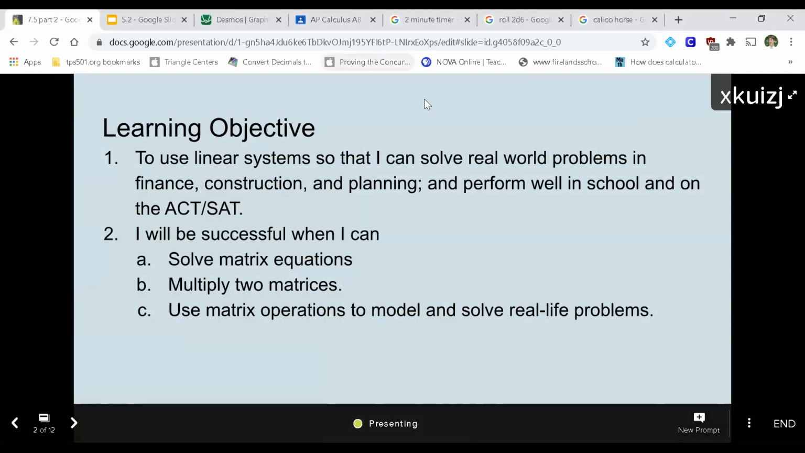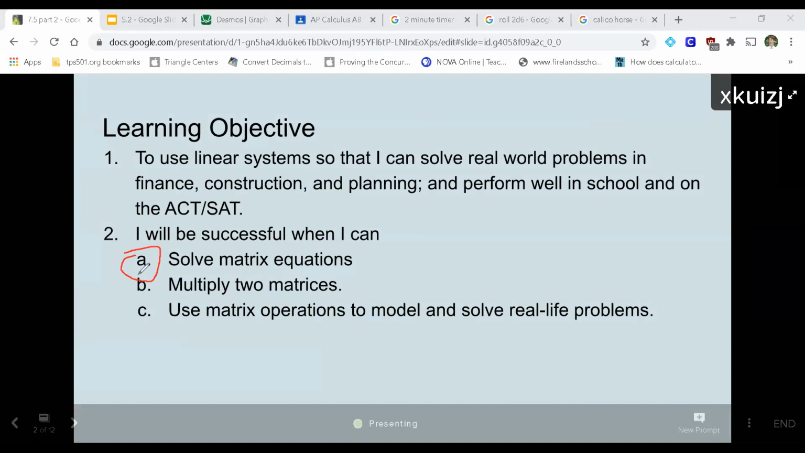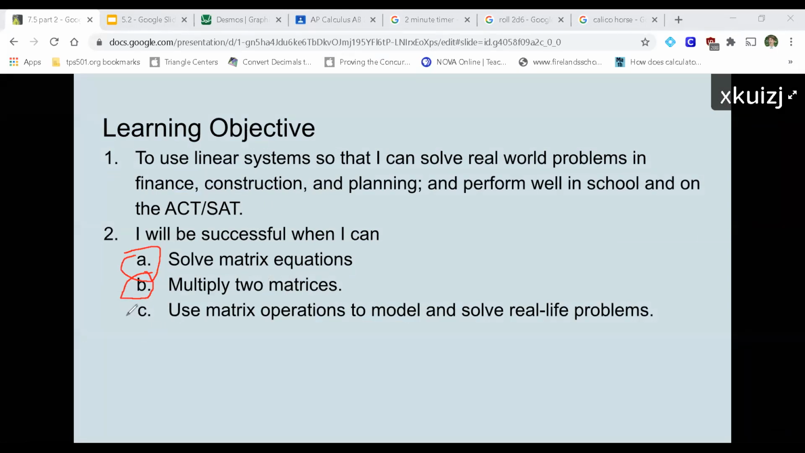All right, so what we're going to do today, solving matrix equations, easy peasy lemon squeezy, multiplying two matrices, medium difficulty about there, and then word problems, which, word problems are word problems.